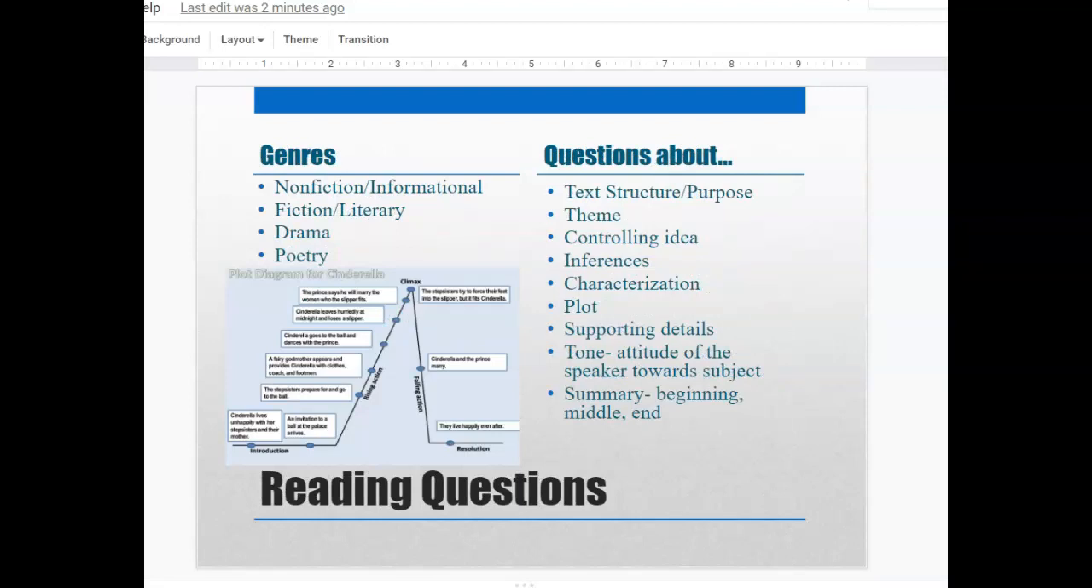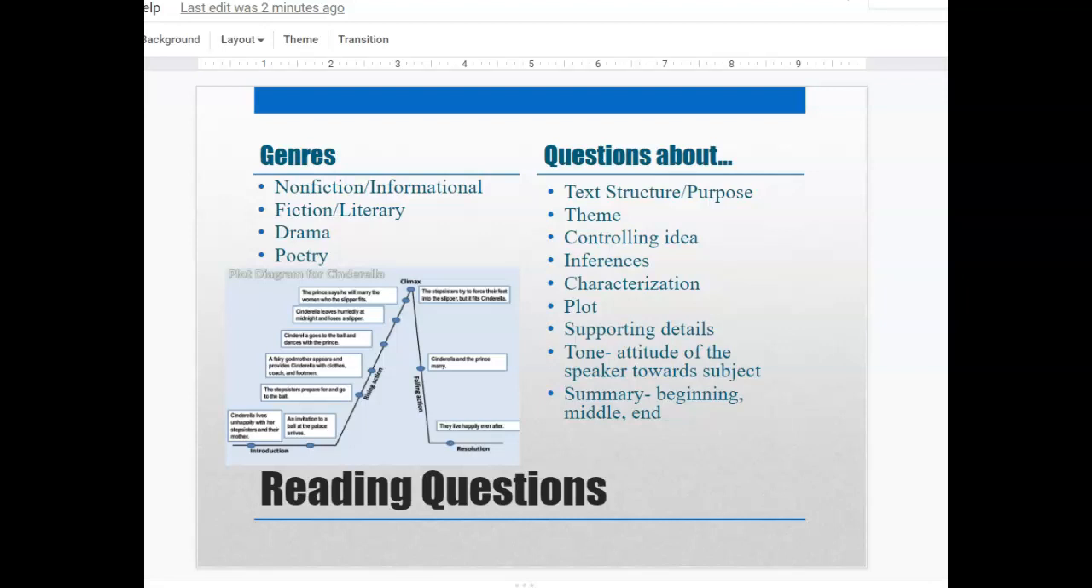After the writing prompt in your booklet are the reading questions. Now, some of you might need to do this part first, because if this is the one where you lose focus, you probably should do it first. So what you'll have is nonfiction or informational text. You'll have that usually first.